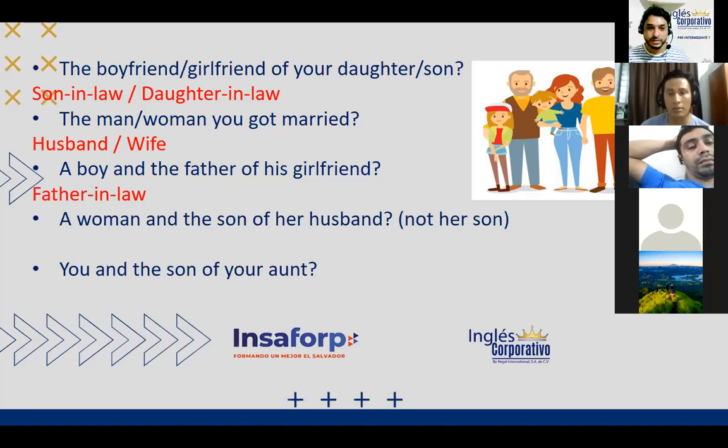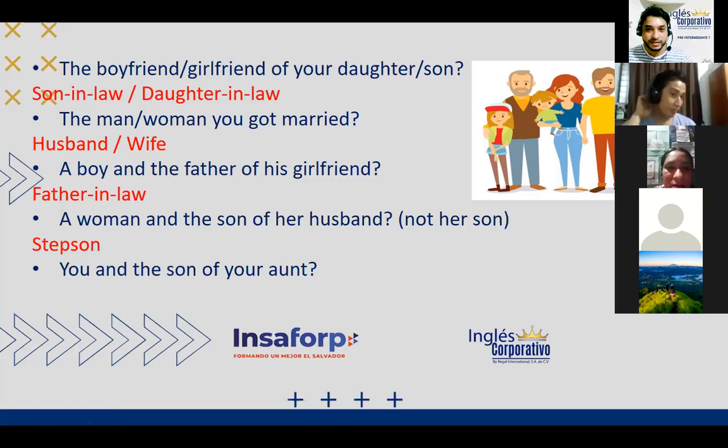What is the relationship between a woman and the son of her husband? That is not her son. Stepson. Yeah. And finally, you and the son of your aunt. What is the relationship? Cousin. Cousin, yes. Okay.